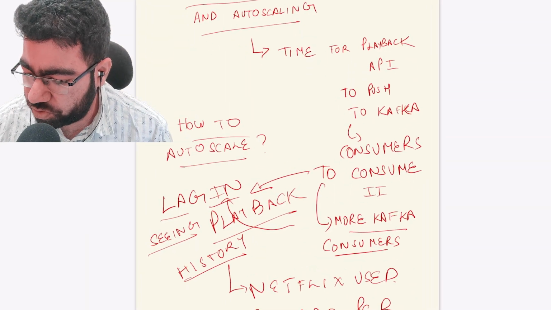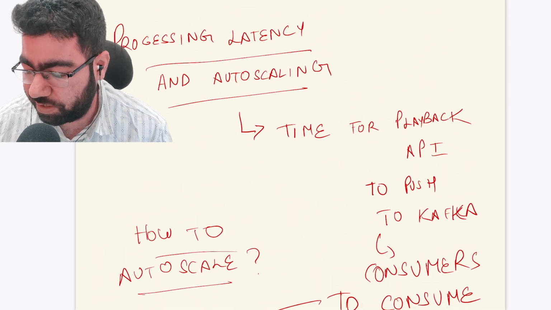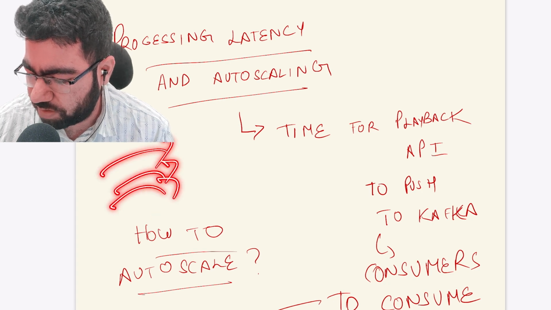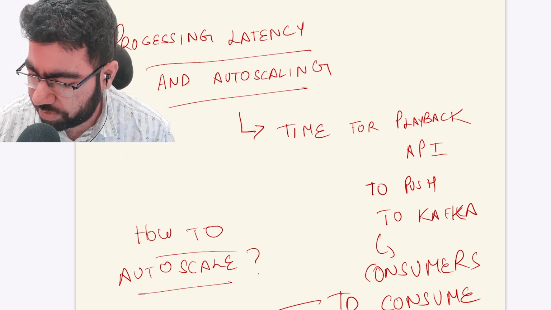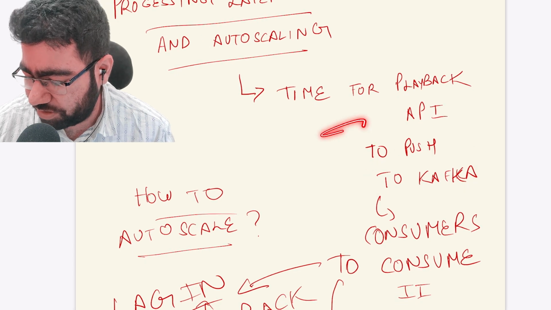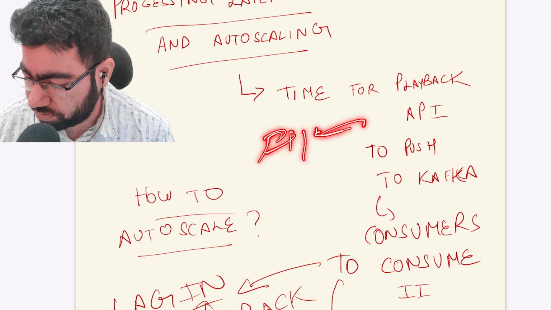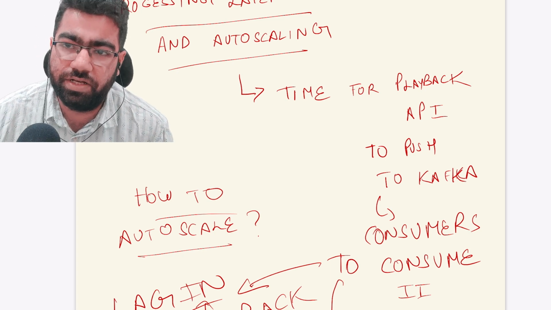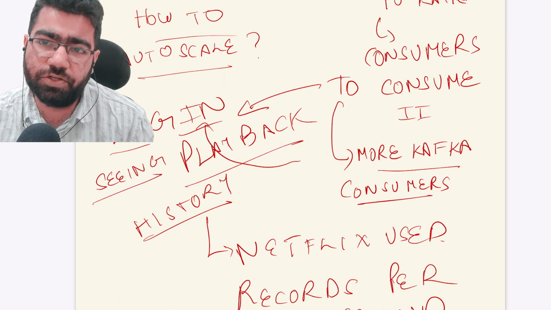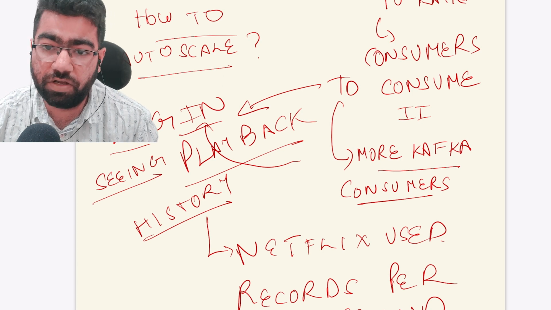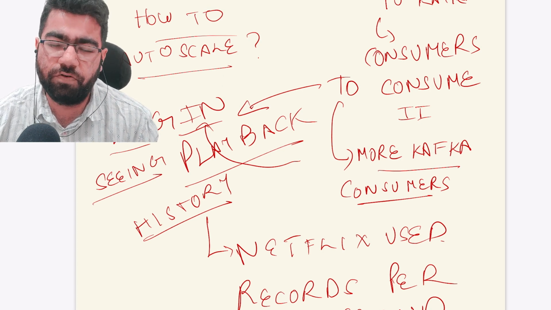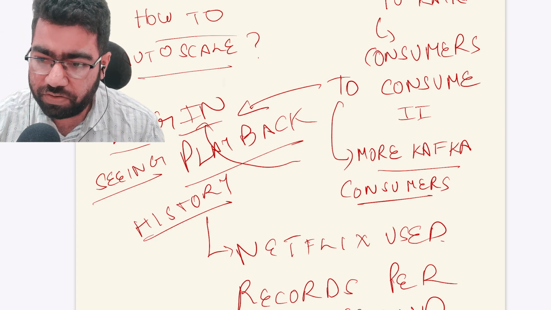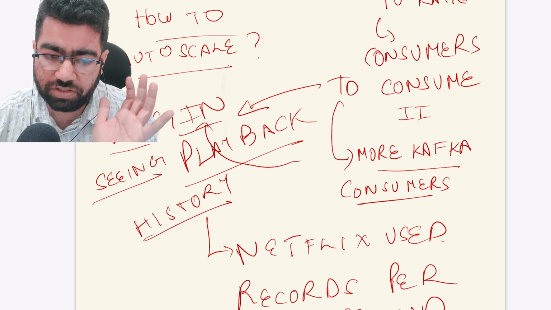Now the second issue which comes is processing latency and auto scaling. If there are millions of users, they'll keep putting the events one after the another, and the time for the playback API to push this can increase because of the high load. So you have to auto scale this so that the latency of actually sending the acknowledgement itself does not increase somehow. Also there can be issues on the consumer end also, that if the consumers are not scaled to get that much number of messages, they might not be able to process all of them.